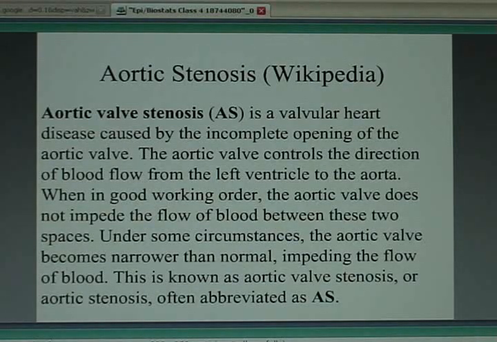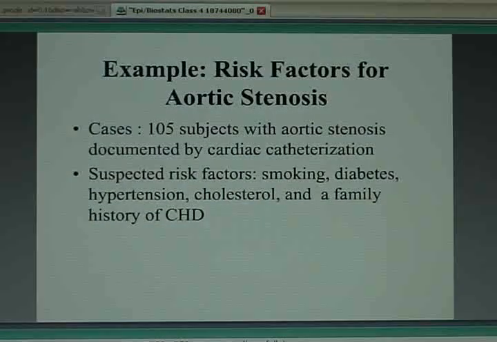And just to go back, what my colleague wanted to do was to identify what causes aortic stenosis. So he was doing another study at the time. He was looking at people who were undergoing cardiac catheterization. Cardiac catheterization occurs when someone puts a catheter, a long tube, into your body, winds it into your heart to measure certain chambers of your heart. And what he had were 105 people who were known to have aortic stenosis.